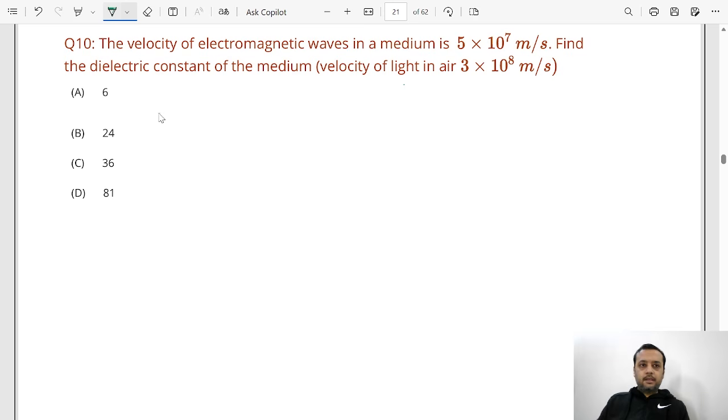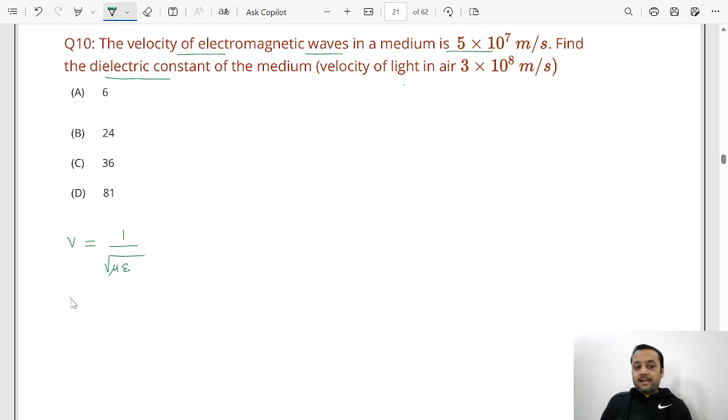All right. Here, the velocity of the EM wave in a medium is 5 into 10 to the power 7. We have to find the dielectric constant of the medium. Velocity of light in air is 3 into 10 to the power 8. Now look, there are two things that you must understand. The velocity of light in any general medium, which is not air or vacuum, you can write as 1 upon under root of mu into epsilon.